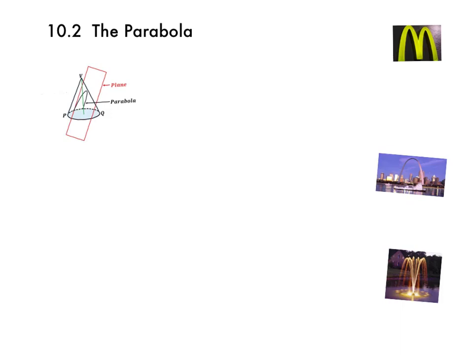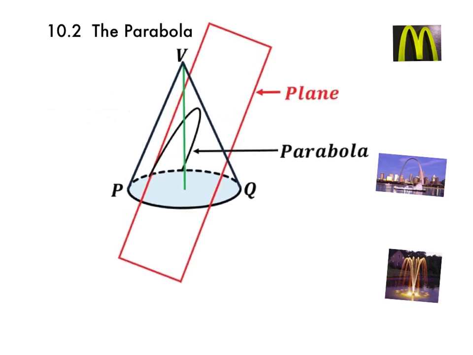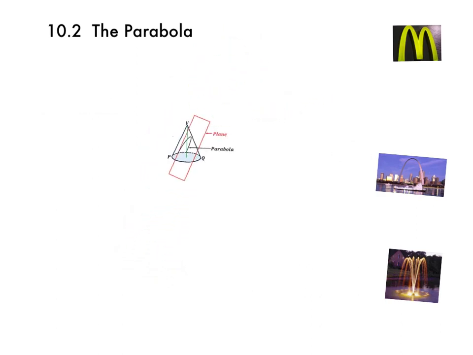Today we'll talk about the parabola. The parabola is created when you take a cone and slice it with a plane as such, creating this parabolic shape right here. We see it all over the place.